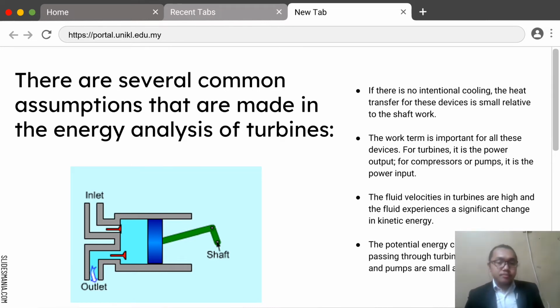The third one is that the fluid velocities in turbines are high and the fluid experiences a significant change in kinetic energy. However, it is small relative to the change of enthalpy. The velocities involved in compressors and pumps are too low to cause any significant change in kinetic energy. And the last one is that the potential energy change of the fluid passing through turbines, compressors, and pumps is small and is neglected.